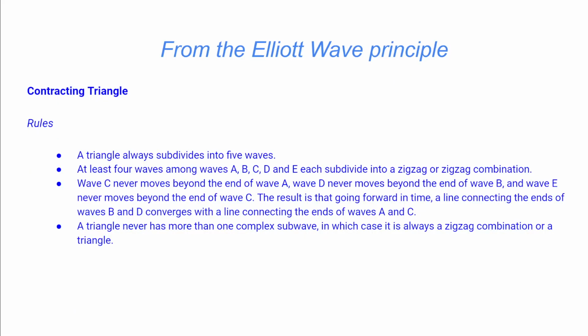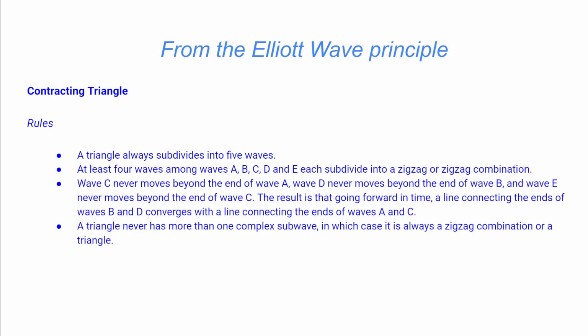So first we'll have a look at the rules regarding a contracting triangle, which is the most common triangle you'll find. A triangle always subdivides into 5 waves. At least 4 waves amongst A, B, C, D and E each subdivide into a zigzag or a zigzag combination. And once again, we'll cover that in future videos.